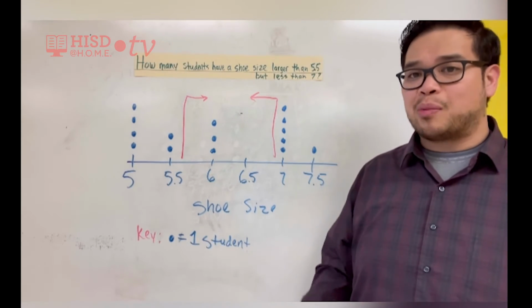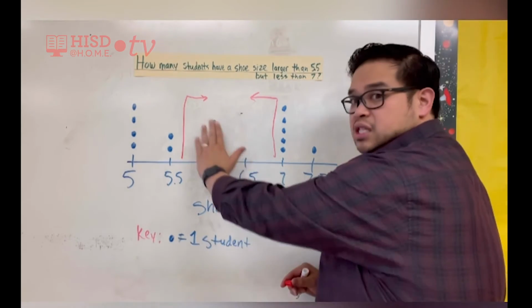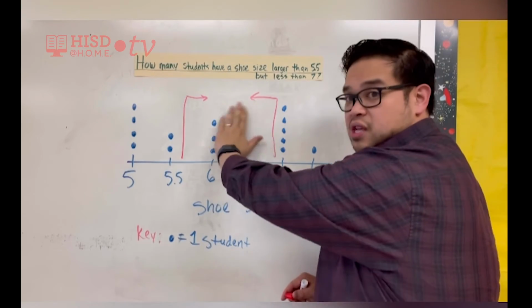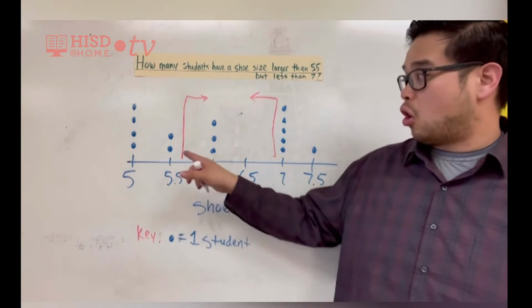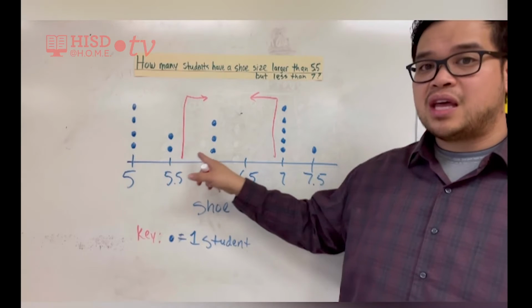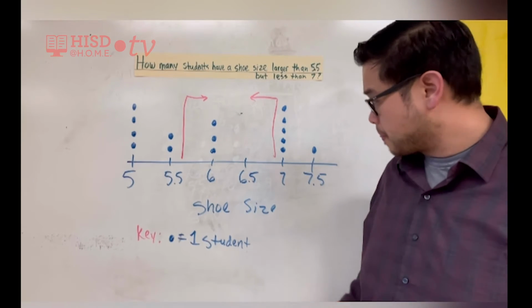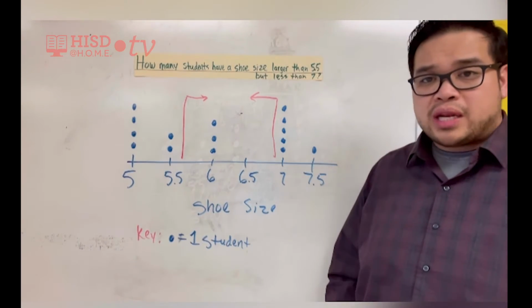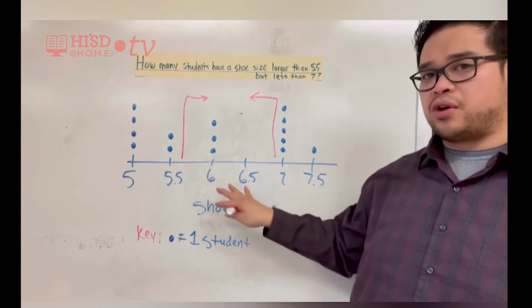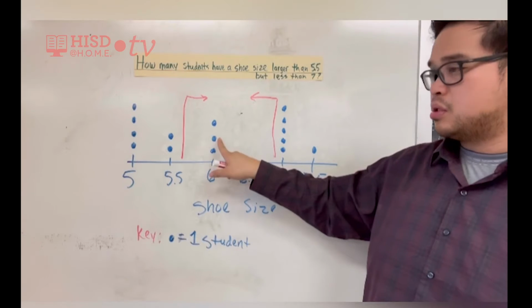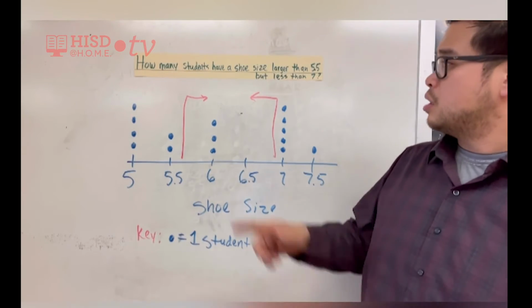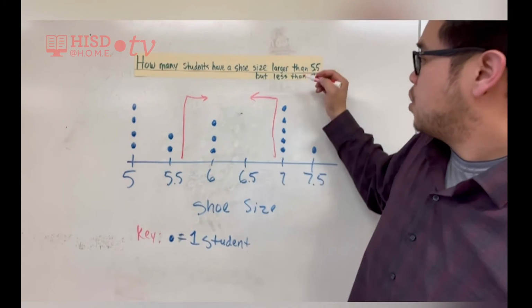And that lets me know that I'm going to focus on anything in this area right here, because that's larger than 5.5 and less than 7. So let's go ahead and count how many dots there are within this area. 1, 2, 3. So to answer this question, we only have 3 students.